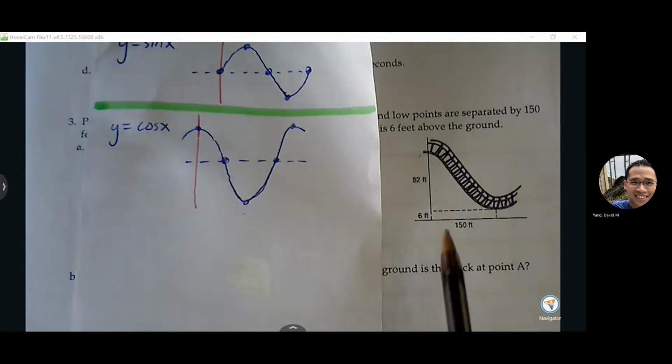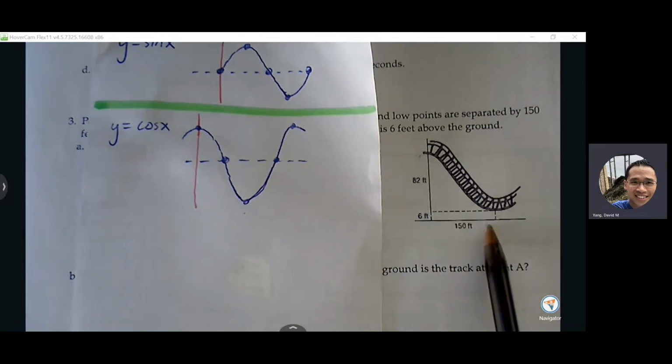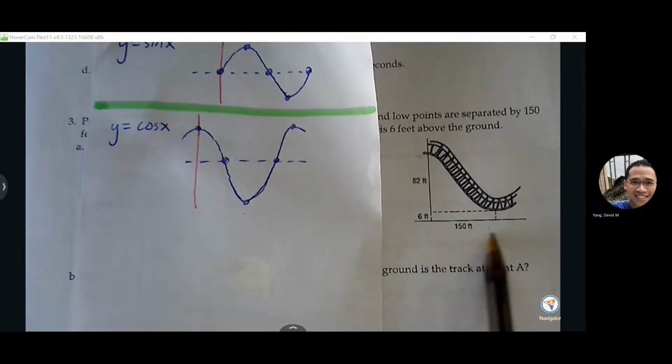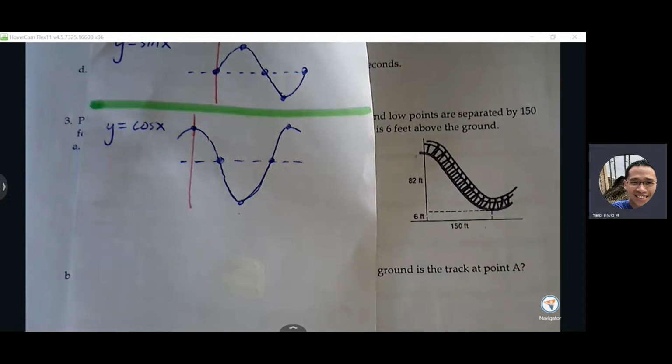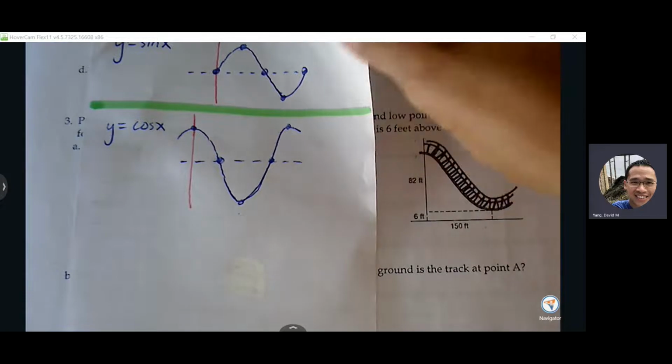Now, from peak to minimum, how much of the period has been achieved? Half. So that 150 is not telling you the period directly, but you're understanding that if I go from peak to minimum, I'm halfway through my period. So I can use that to help me get to my period. Therefore, my period is going to be what? 300 feet, right? 150 plus 150 equals 300. Okay, good.